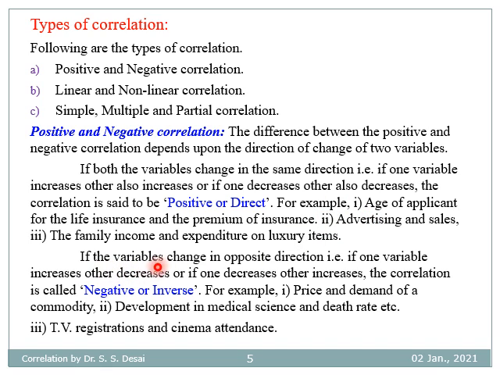On the other hand, if the variables change in opposite direction, that is, if one variable increases, the other decreases, or if the first decreases, the other increases, then the correlation is called negative or inverse correlation. For example, the price and demand of a commodity, development in medical science and death rate, TV registrations and cinema attendance. So these are negatively correlated.